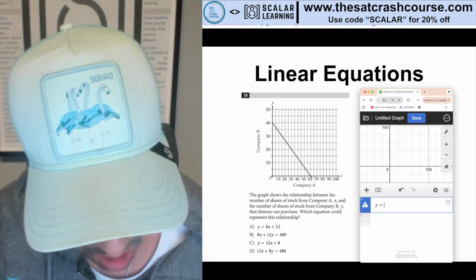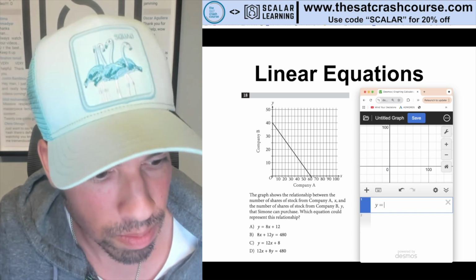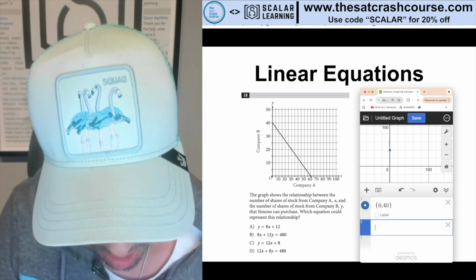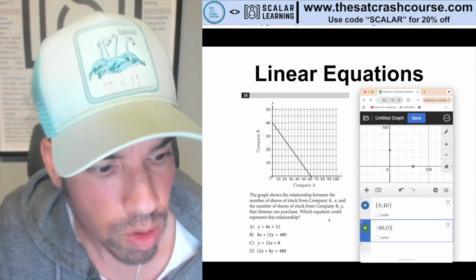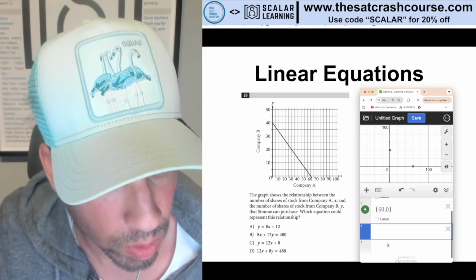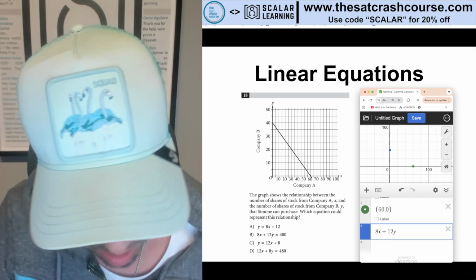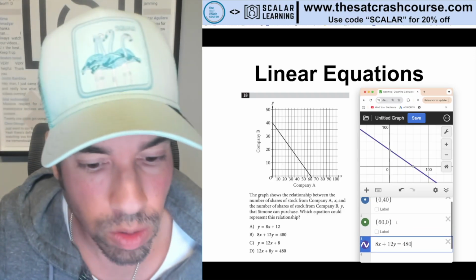So we're going to start from the top and make our way down. Boom, that's totally off, right? We need something at, and I'll even put those points in, right? 0, 40, and we've got, what is that? 60, 0. So now we'll know if this line doesn't hit both of those points, we got a problem. Next, we got 8x plus 12y equals 480. Woo, look at that. We got a hit. So this is one way to do it.